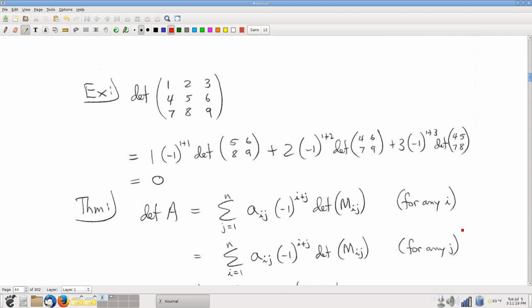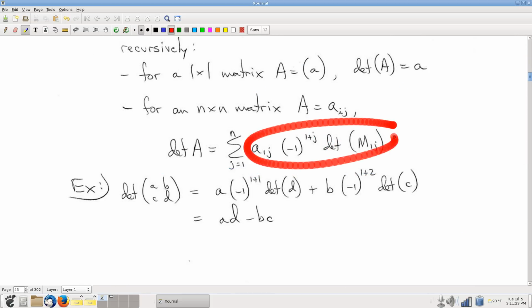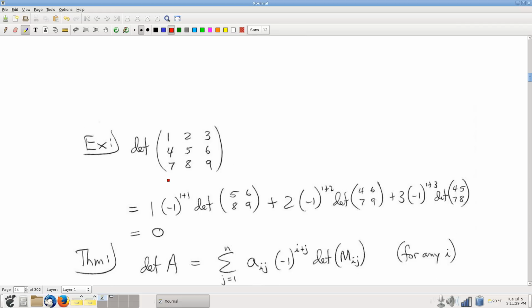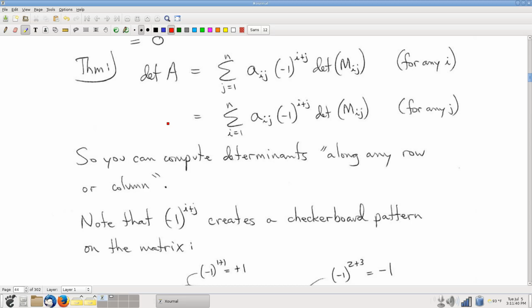So this procedure of computing terms that look like this and adding up, not only do you not have to use the first row, you could use any row or any column. Remarkable that this works out.